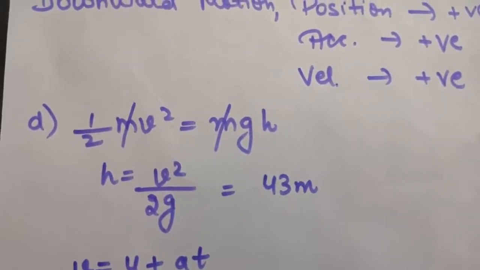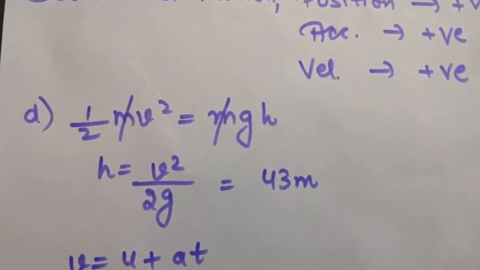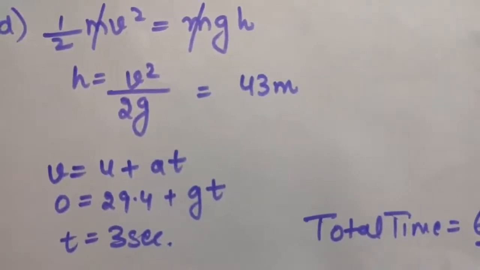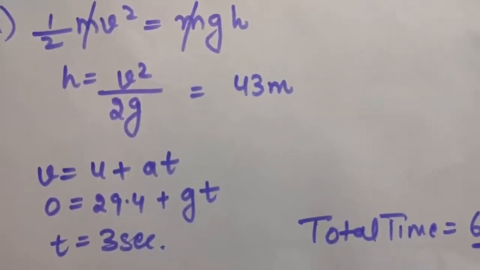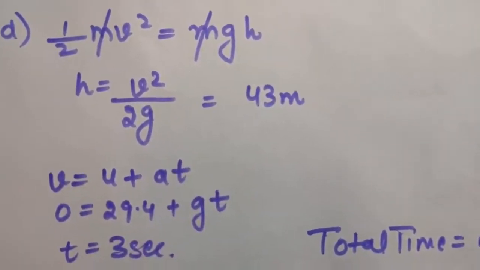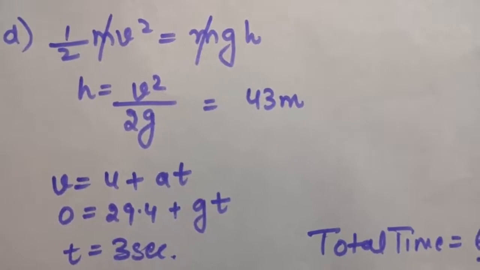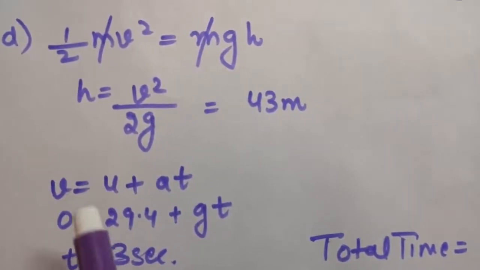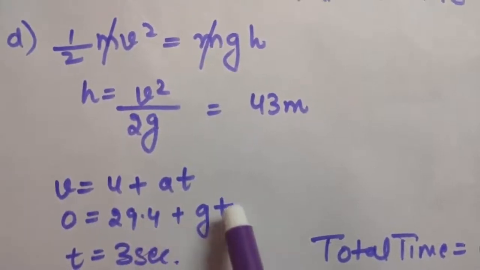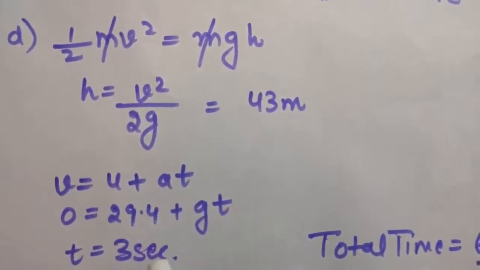That means at the uppermost point the ball will be at 43 meters. Now you have to calculate the time for which the ball will reach the hand of the bowler. So now you know v is equal to u plus at. If I am taking only upward motion, when it reaches the highest point, velocity will become 0. Initial speed is 29.4, acceleration is g, and t. So time will come to be 3 seconds.